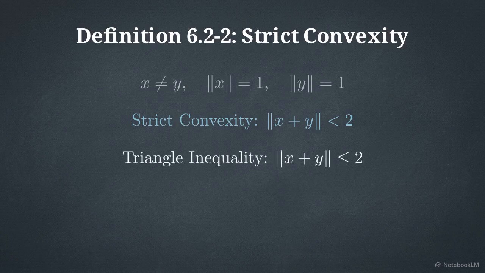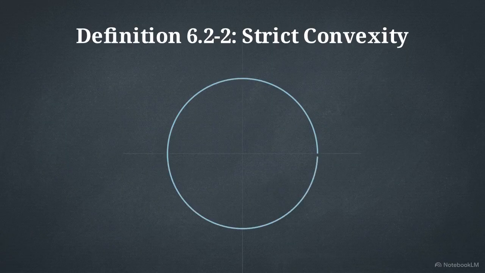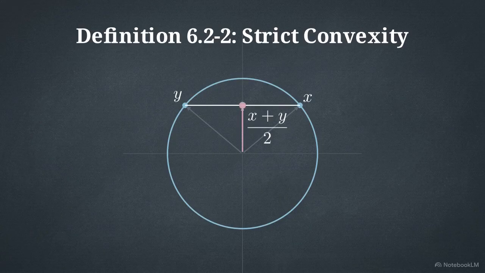The standard triangle inequality states that this sum is less than or equal to 2. Strict convexity deletes the equals option. Visually, look at a perfectly round circle. If you pick 2 points on the boundary and add them, the midpoint between them pulls away from the edge. It falls strictly into the interior.